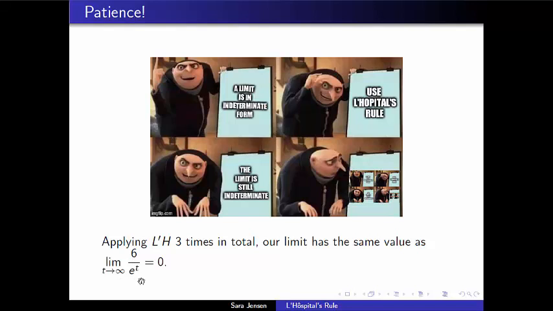This is our terminal place because we no longer have an indeterminate form. We have a limit with a constant in the numerator and a function in the denominator that's approaching infinity. And as we've seen previously, that limit is equal to 0. So all in all, our original limit in the exercise has a value of 0.